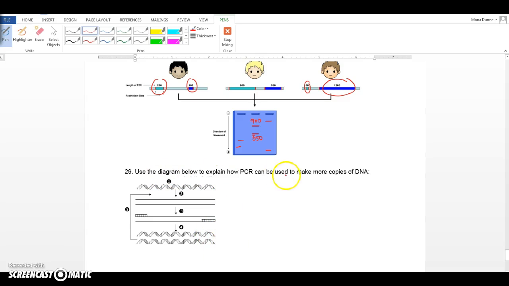All right, in number 29, we need to actually explain PCR. So go through each of these steps and talk about what happened. So in step 1, you just had to say that this is the sample DNA. And in step 2, we're going to heat it to over 90 degrees Celsius. And that's going to unzip the DNA or separate it. So it's going to break the hydrogen bonds between the 2 sides of the DNA. And those are going to come apart.